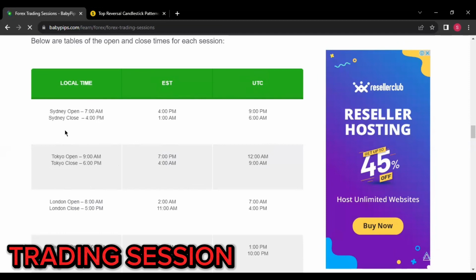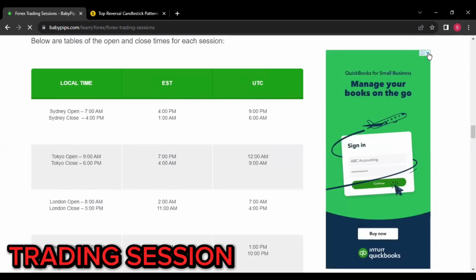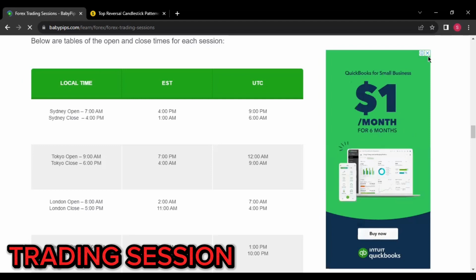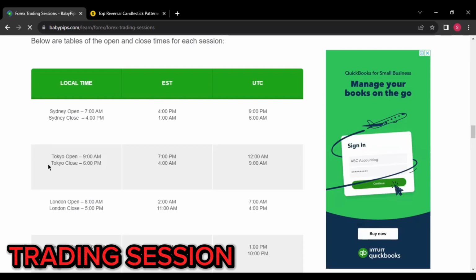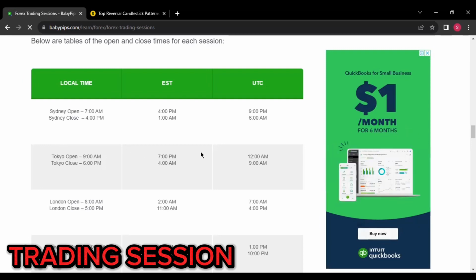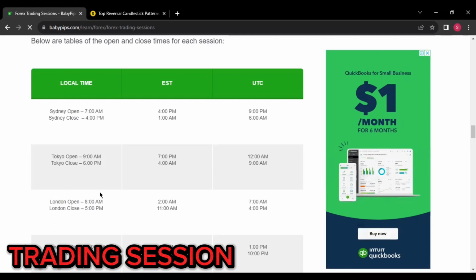When the Sydney session is open, any pair related to the Australian dollar tends to move faster. It tends to move faster, and I'm still going to prove that to you. Also, during the Tokyo session, any pair related to JPY, the Japanese yen, tends to move faster. The same thing applies to all of them here.